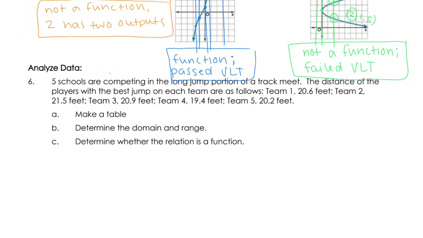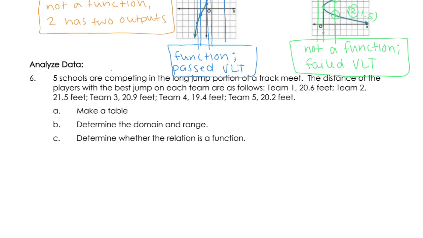Now, going on down here to number 6, we have analyzing data. So 5 schools are competing in the long jump portion of a track meet. The distance of the players with the best jump on each team are as follows. Part A says make a table. So over here, we're going to draw just a little T chart. And teams is on top. And then best jump would be on the bottom.